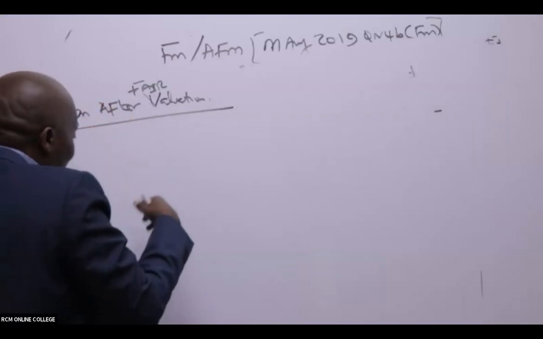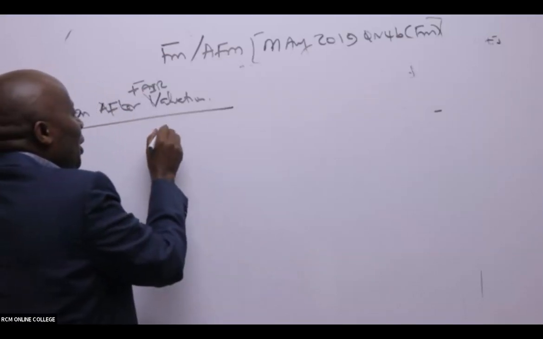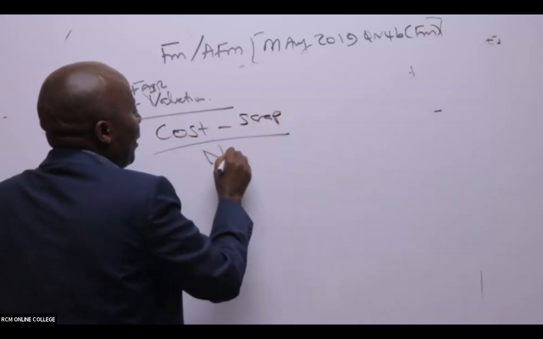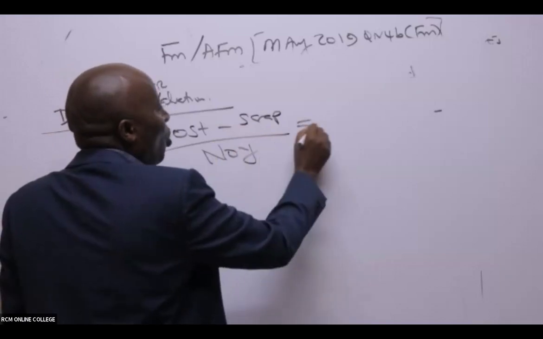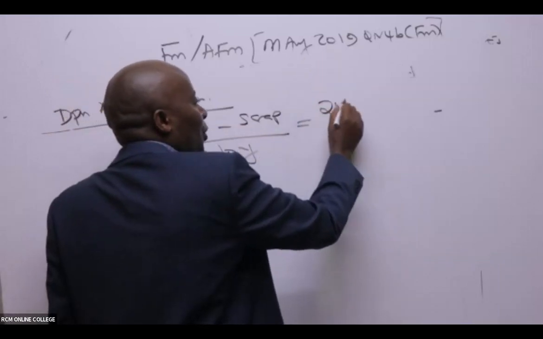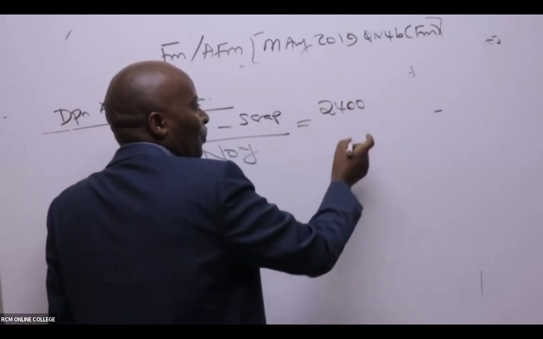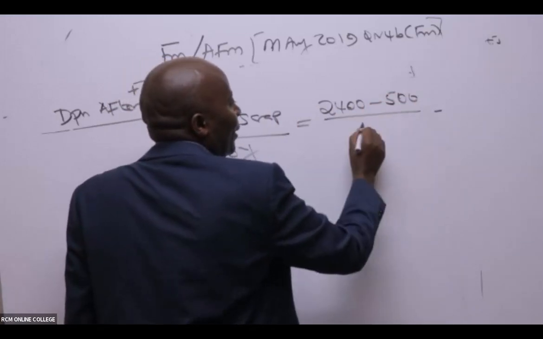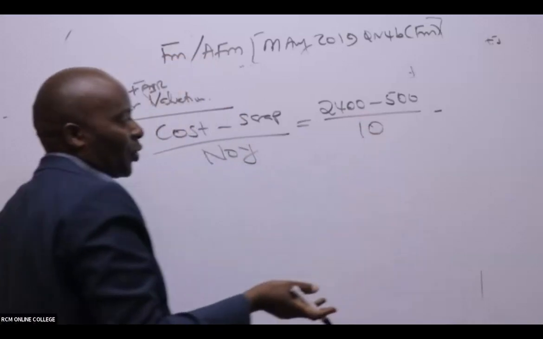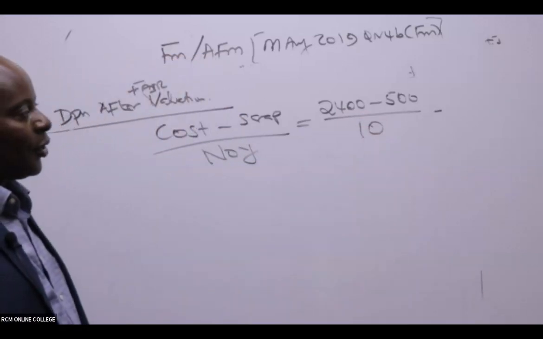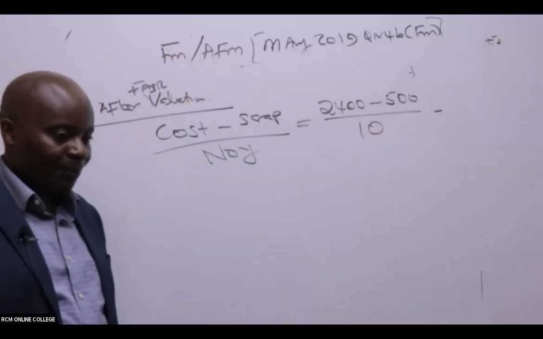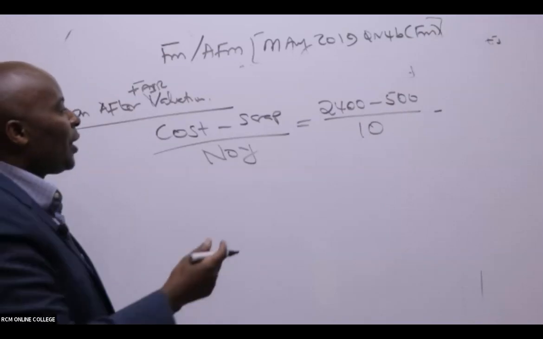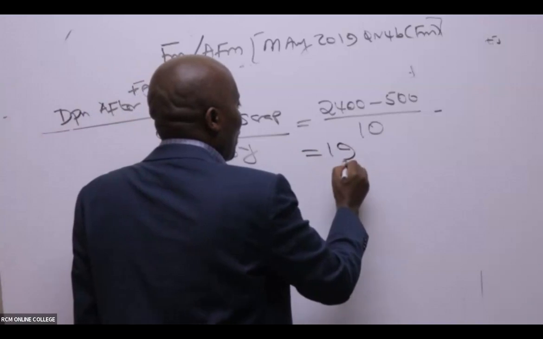How will I do this? It is still straight line. So I'm taking the cost minus the scrap value over the number of years. The cost will be this net book value, which you gave me as 2,400. Scrap value is 500, divided by the number of years, these additional years, they are 10. So is there somebody who is able to give me this figure? 190, right? They're giving me a figure of 190.